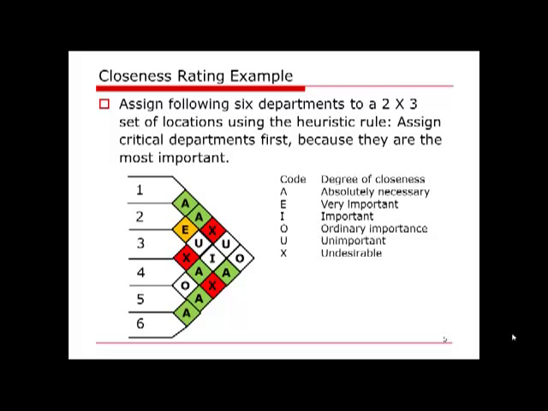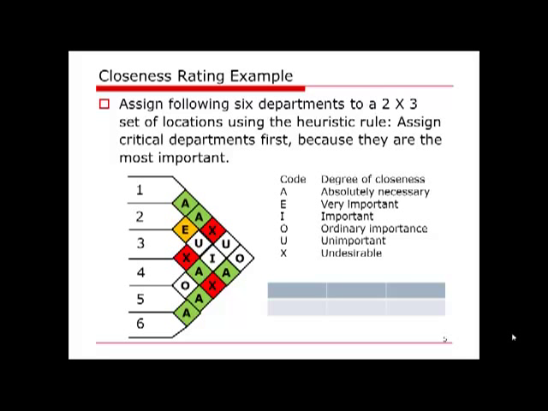Next, let's take a look at a closeness rating example. Here again, we are trying to allocate some departments. We have 6 departments, 1, 2, 3, 4, 5, 6, and we try to allocate them to a 2 by 3 set of locations, which means 2 rows, 3 columns. So those are the locations where we need to allocate these 6 departments.